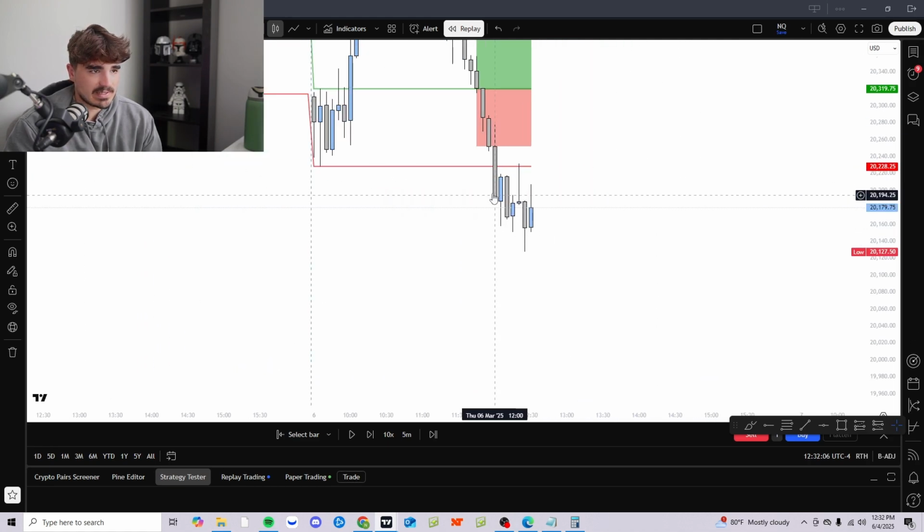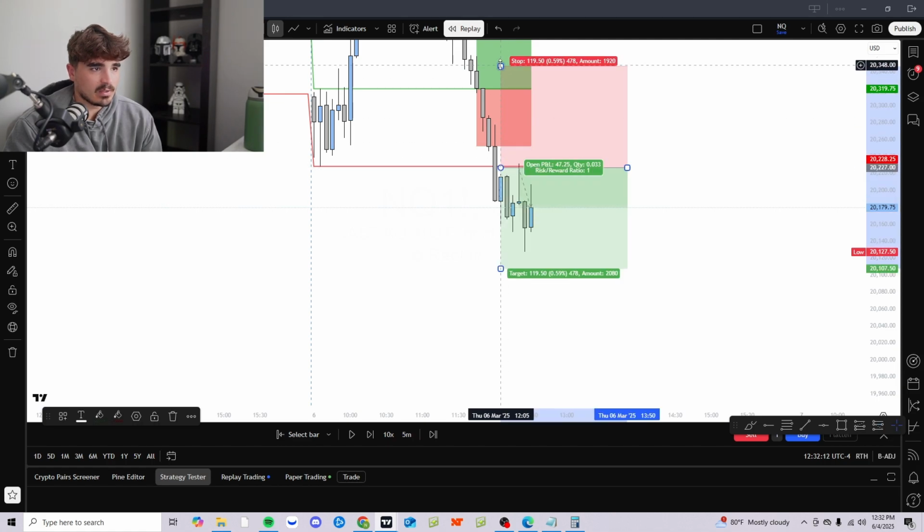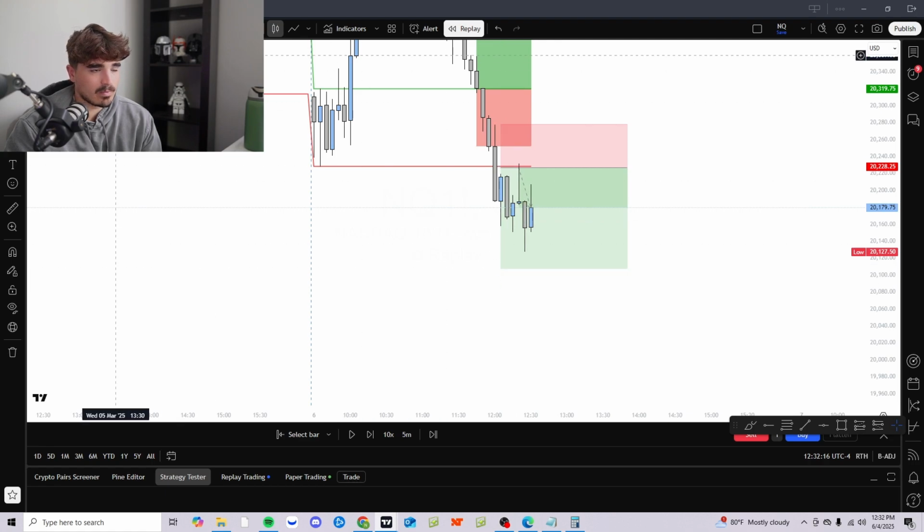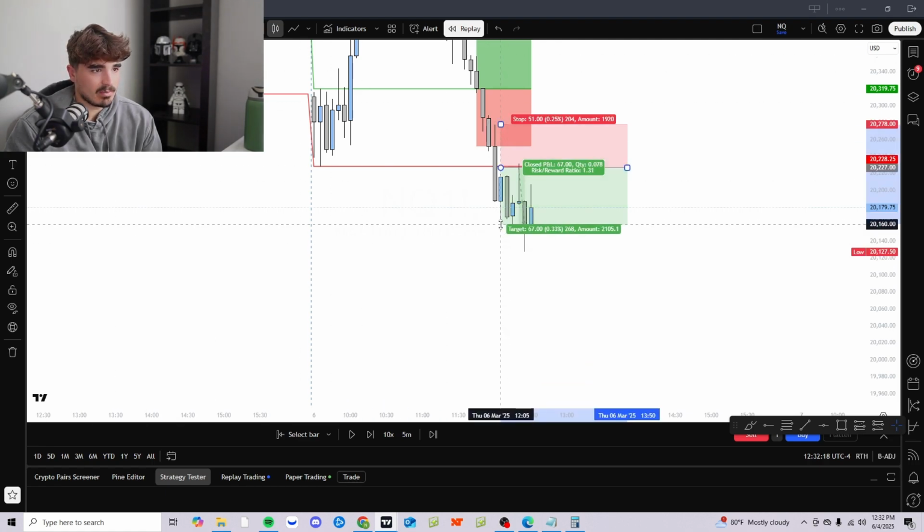All right. What do you see? We see our setup form. We have a 5-minute candle closure. So anything beyond that point, we can look to take a short. Stop loss is going to be above that candle that breaks that ORB, and then we're going to look to target back down to the low.